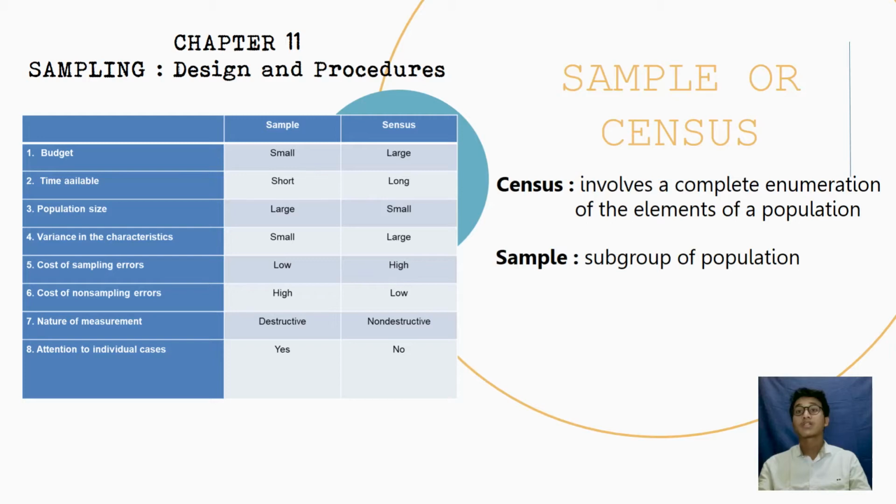Cost of sampling errors, sample is low, census is high. In cost of non-sampling errors, sample is high, census is low. Nature of measurement, sample is destructive, census is non-destructive. Attention to individual case, sample is yes, census no.